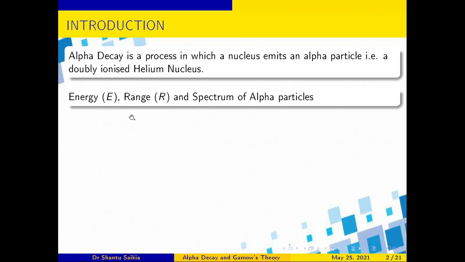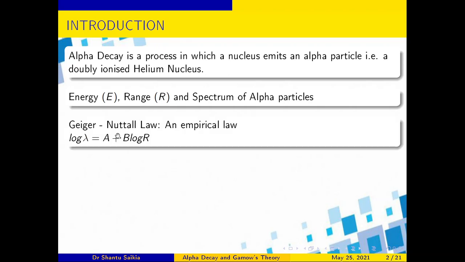Studies were done on the energy and hence the ranges of alpha particles emitted by sources. There is a particular empirical law, which means a law from experimentally observed data. Geiger and Nuttall gave a law which relates the disintegration constant of the alpha emitter to its range. It simply means there is a linear relationship between the disintegration constant of the alpha emitter and the range of the alpha particles being emitted by the source. Here A and B are constants. This is a logarithmic relationship.